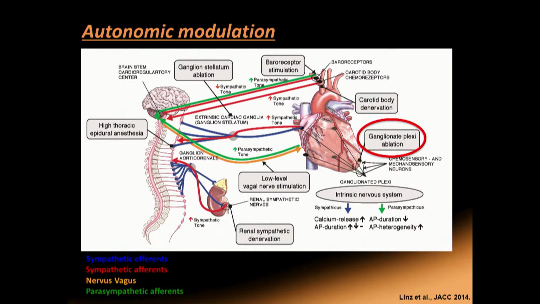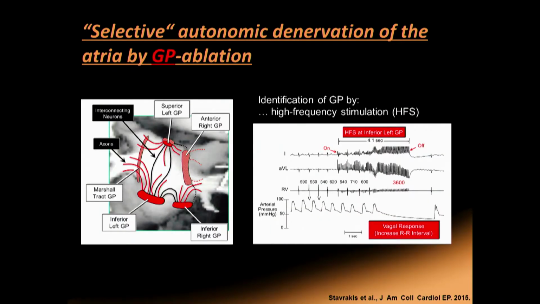In addition to treating the underlying disease, which leads to changes in autonomic nervous system activation, it might also be possible to modulate the autonomic nervous system in other ways. So for example, ganglionated plexi ablation. I'm not a specialist in GP ablation, but the main idea is that the GPs located at the posterior wall can be localized by high-frequency stimulation with a catheter, and you look at the response of heart rate and blood pressure. And once you see a vagal response, so prolongation of ventricular cycle length, you know that you are at a spot of GPs, and you can perform ablation at this point.